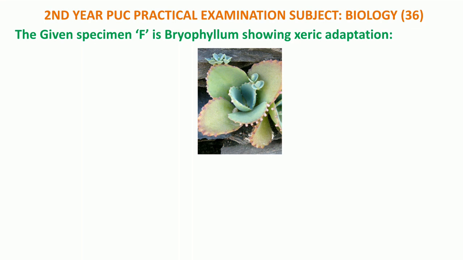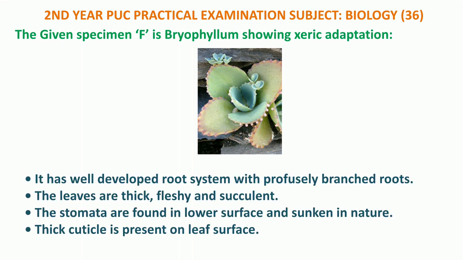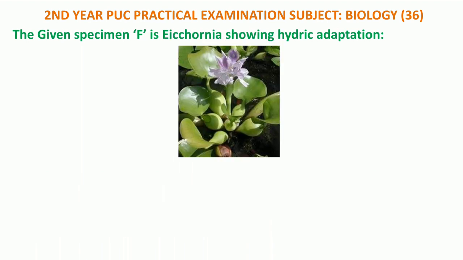If you get this one as a picture or spotter, you should write the identification like this. The given specimen F is Bryophyllum showing xeric adaptations. The points are: it has a well-developed root system with profusely branched roots. The leaves are thick, fleshy and succulent. The stomata are found on the lower surface and sunken in nature. Thick cuticle is present on the leaf surface.